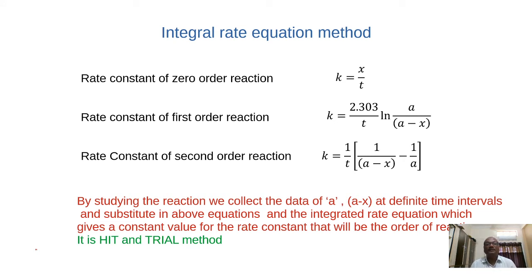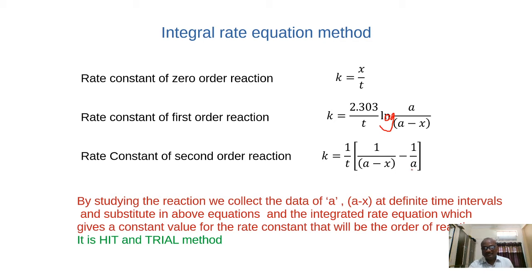So we have derived the rate constant for each and every reaction which is following nth order kinetics. In the case of zero order, k is equal to x by t. In the case of first order reaction, what is the rate constant? k is equal to 2.303 by t log a by a minus x. The rate constant of second order reaction, k is equal to 1 by t into 1 by a minus x minus 1 by a. Like that also we can write for third order.